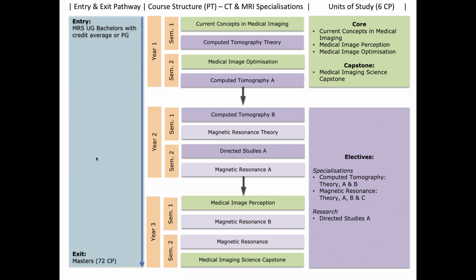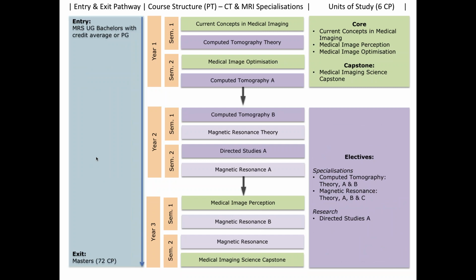So what I wanted to show you here is what it would look like if you came in and did the master's program and you wanted to complete a CT and an MRI specialization. What would the enrollment pattern look like? How would you go about laying out your enrollment over the 3 years part-time that would be required to complete those specializations?